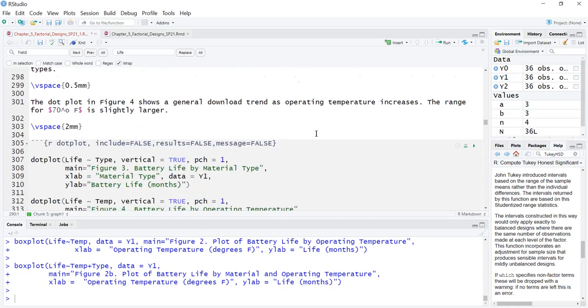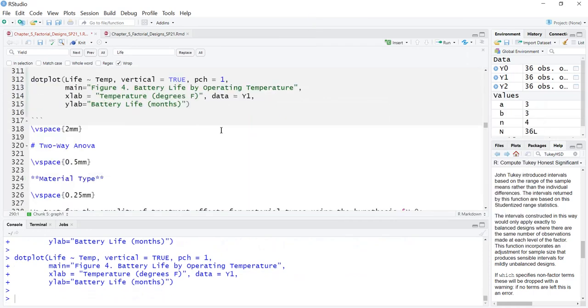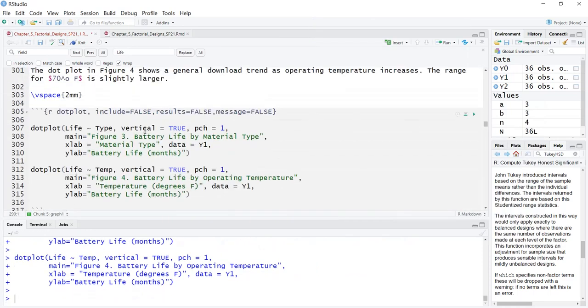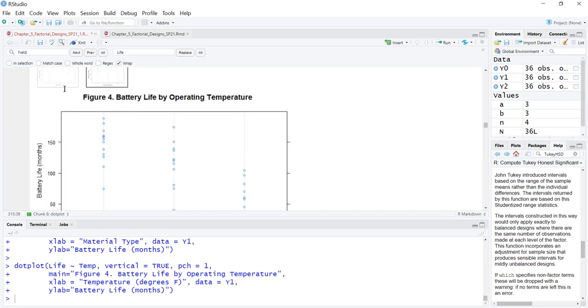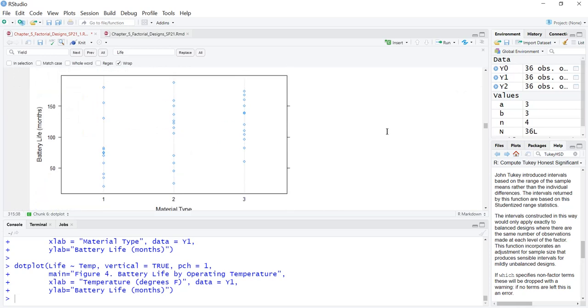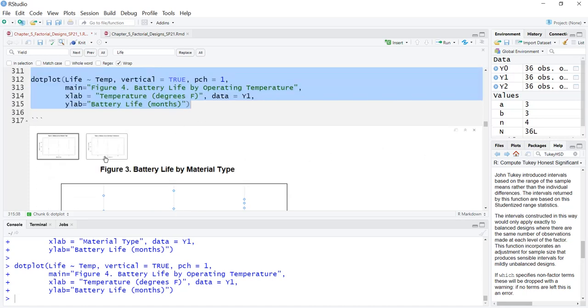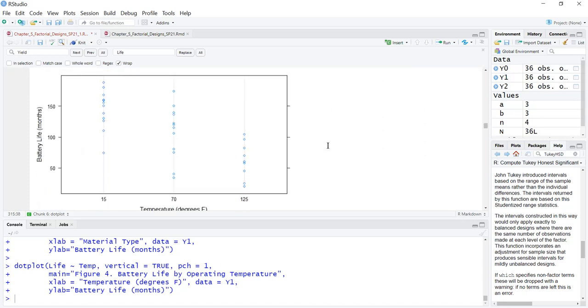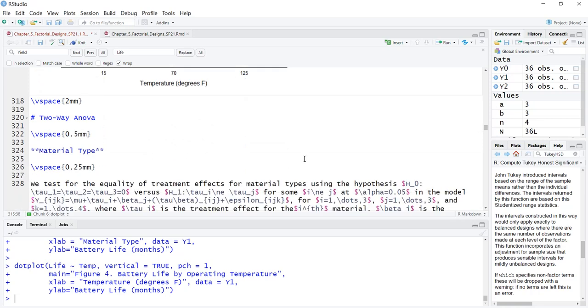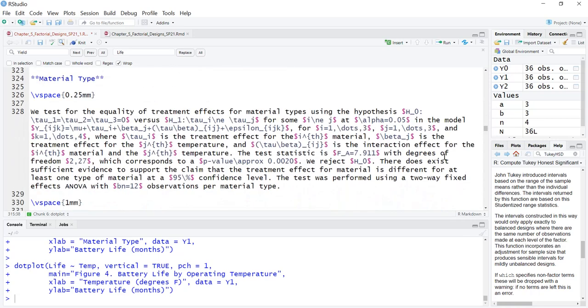And then we have a dot plot, and whoops, I said not to include these, so I'm going to remove it, because you'll include one, not the other. In this case, I didn't think that the dot plots gave us as much. When I look at this, I can't tell what's happening between them. I can tell a little bit, but not a lot. That's the material. Here's the operating temp. We can tell that as the temperature increases, the life decreases, it looks like on average. And now we're ready for the ANOVA.